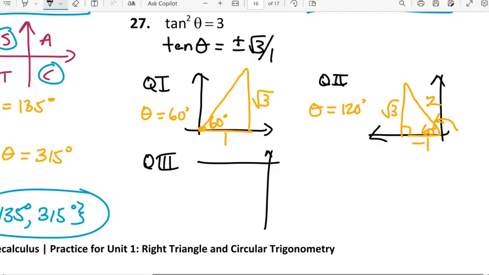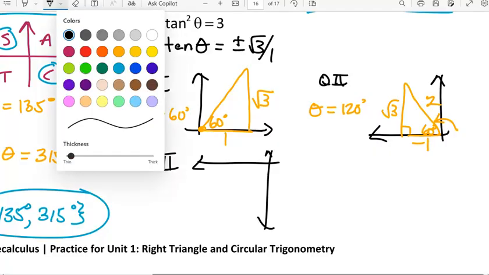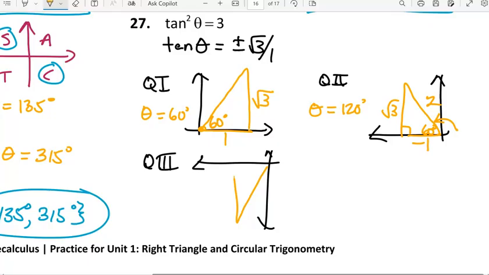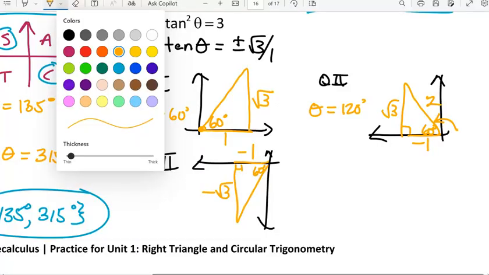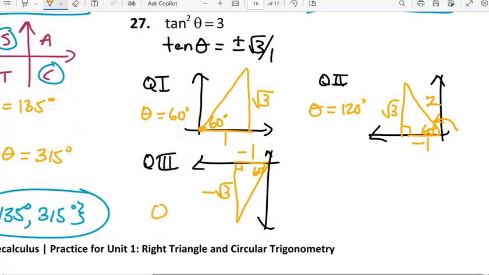Now let's look at quadrant 3. We're going to draw the exact same reference triangle. So it'll have a 60-degree angle because now our ratio of opposite to adjacent will be positive square root of 3, negative square root of 3 over negative 1. And that's going to still give us a 60-degree reference angle. The actual angle here is that half turn plus another 60 degrees. So 180 plus 60 degrees is 240.